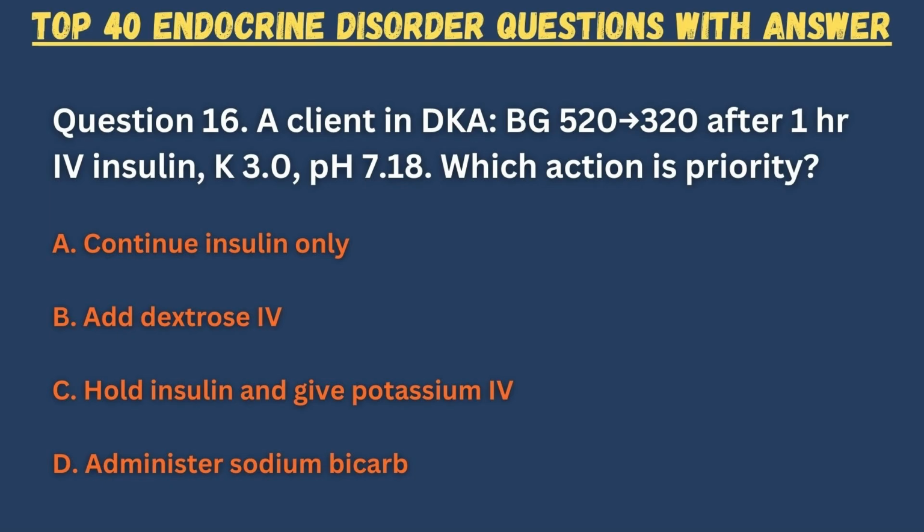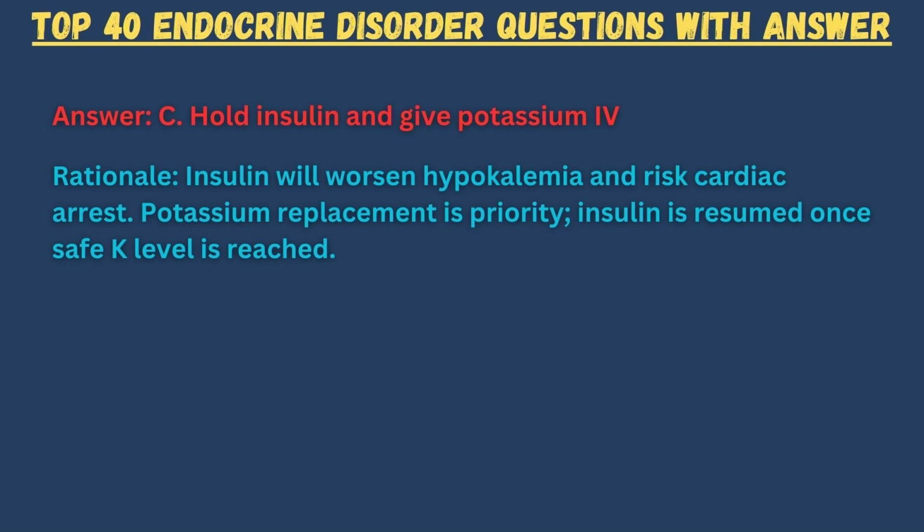Question 16. A client in DKA, BG 520 then 320 after 1 hour of IV insulin, potassium 3.0, pH 7.18. Which action is priority? A. Continue insulin only. B. Add dextrose IV. C. Hold insulin and give potassium IV. D. Administer sodium bicarb. Answer: C. Hold insulin and give potassium IV. Rationale. Insulin will worsen hypokalemia and risk cardiac arrest. Potassium replacement is priority. Insulin is resumed once a safe potassium level is reached.